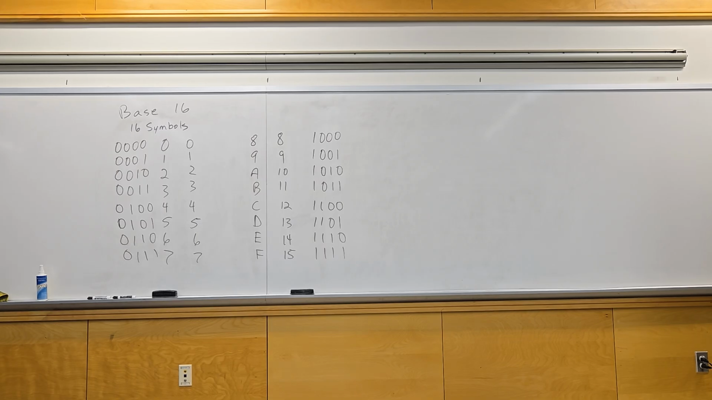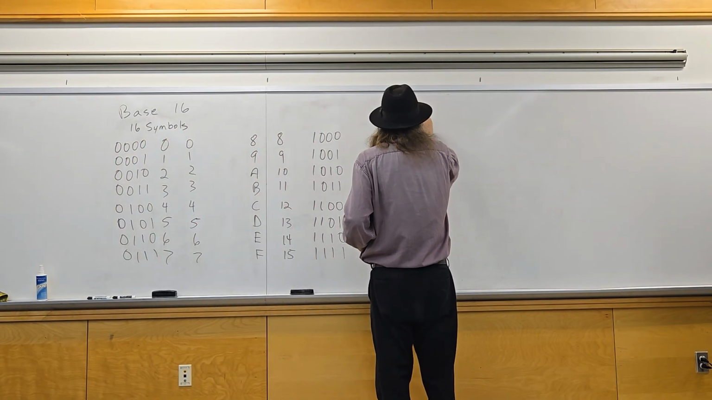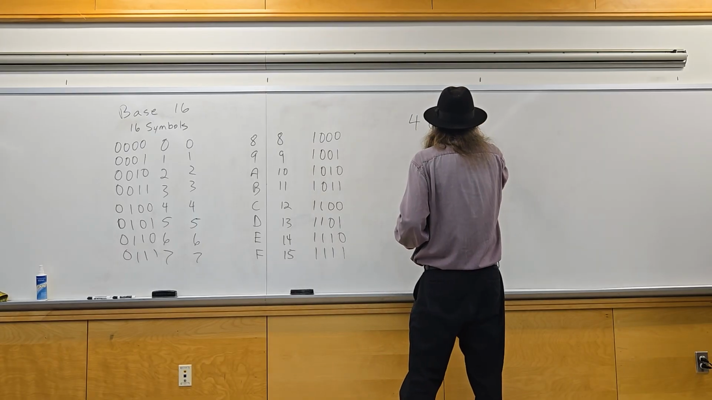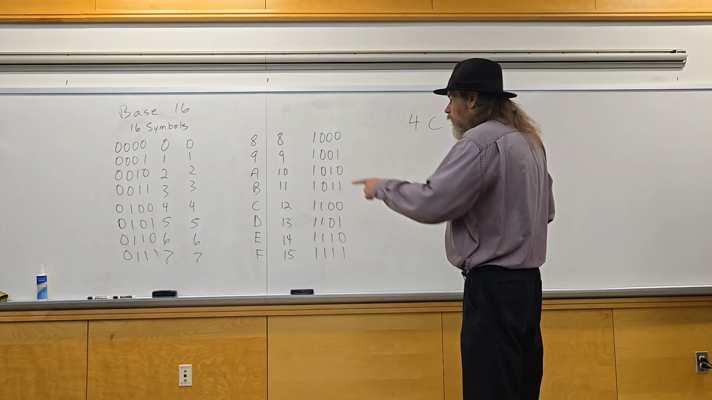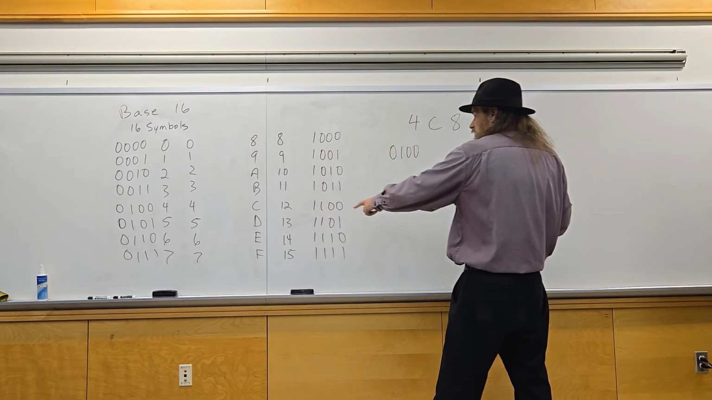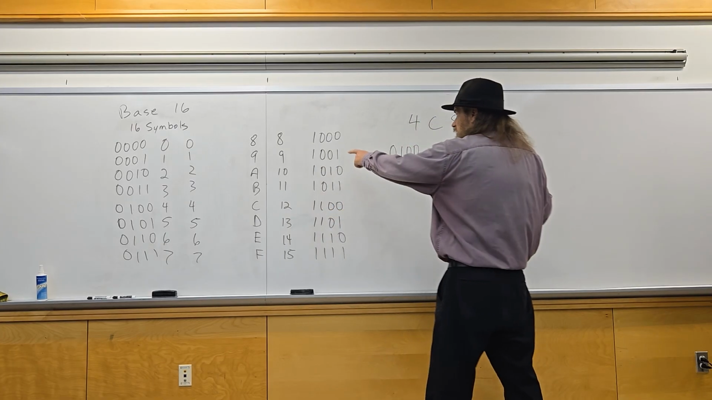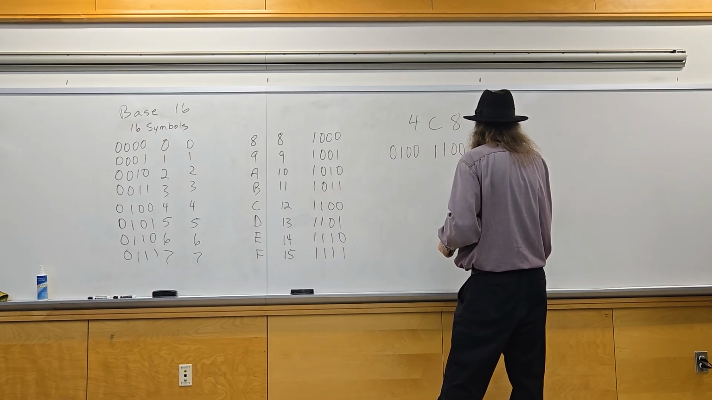So, if you are going to convert from hexadecimal to decimal, or to binary, you don't have to go through decimal and convert to decimal and then convert to binary. You can just, like, say you have the number 4C8. 4 is 0, 1, 0, 0. C is 1, 1, 0, 0. And 8 is 1, 0, 0, 0.